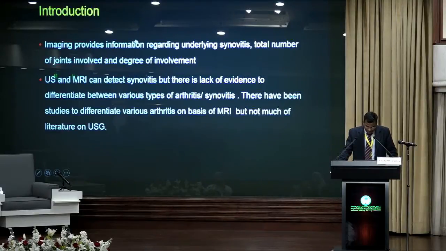Imaging provides information regarding the underlying synovitis, the total number of joints, and which joints are involved. Ultrasound and MRI can both detect synovitis, but there is a lack of evidence, because how can we differentiate various kinds of arthritis on the basis of imaging? So we thought about that. We have advanced imaging methods like elastography. So can we use elastography to differentiate this group of arthritides?